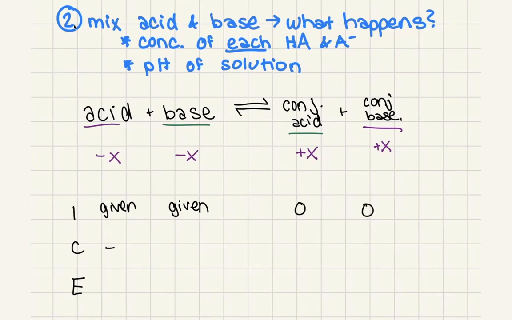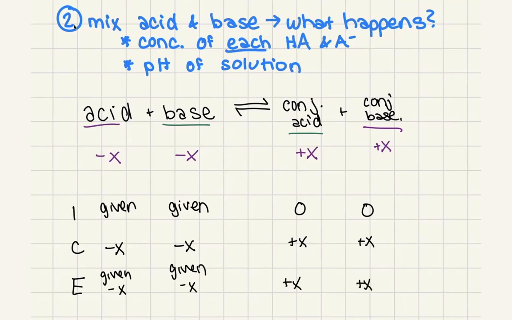So our change in acid is going to be minus X, and minus X for the base. Then we have a plus X and plus X. And then at equilibrium, we're going to be left with our given minus X and our given minus X and our plus X and our plus X.